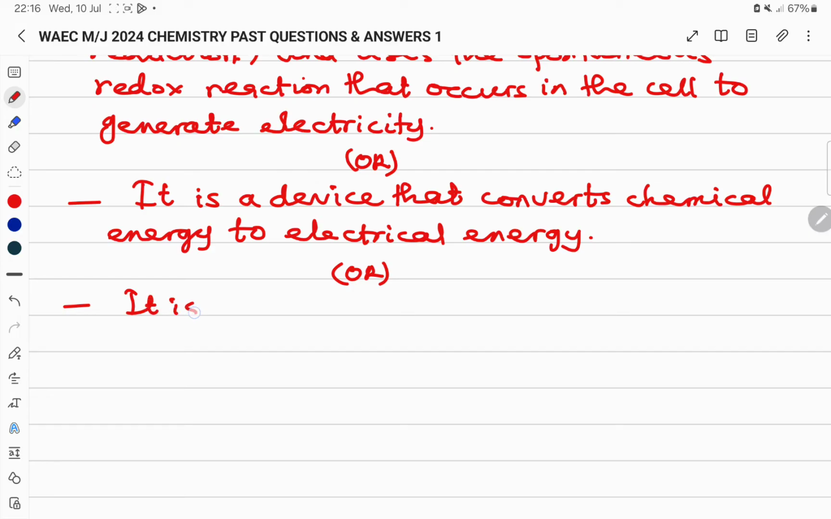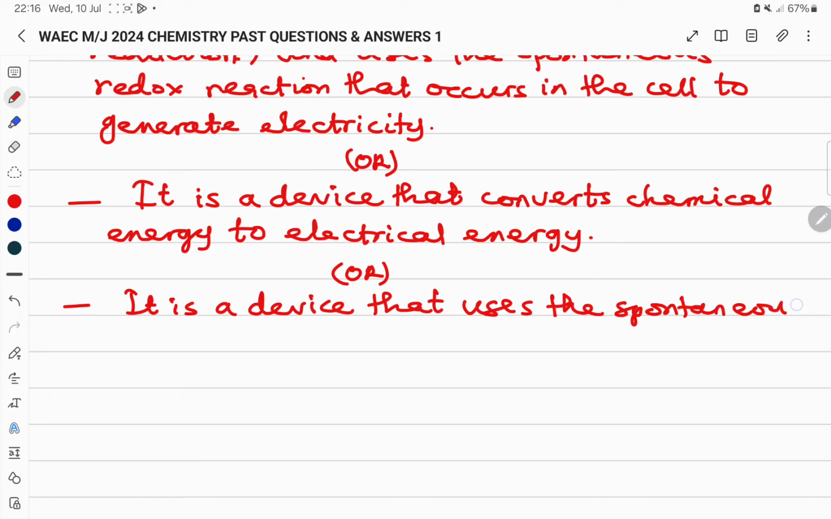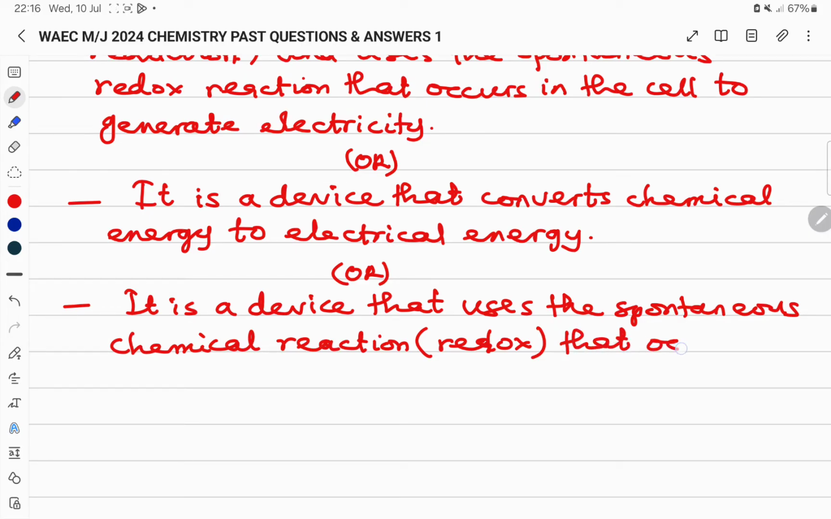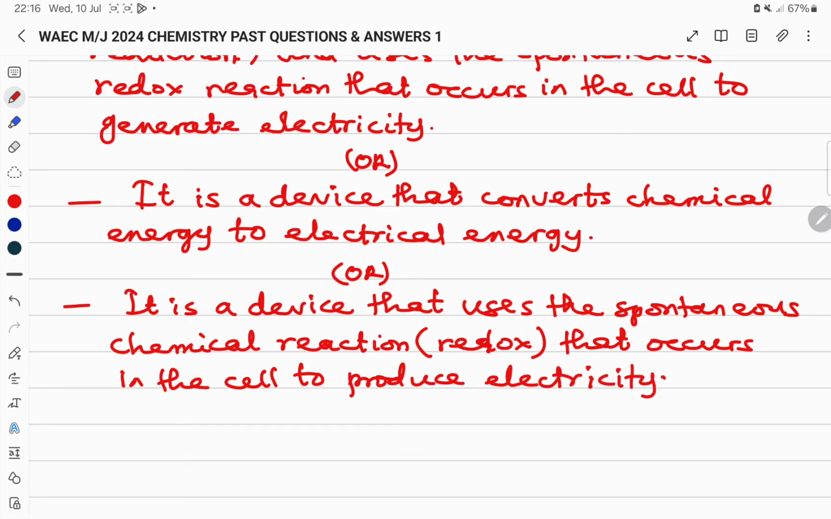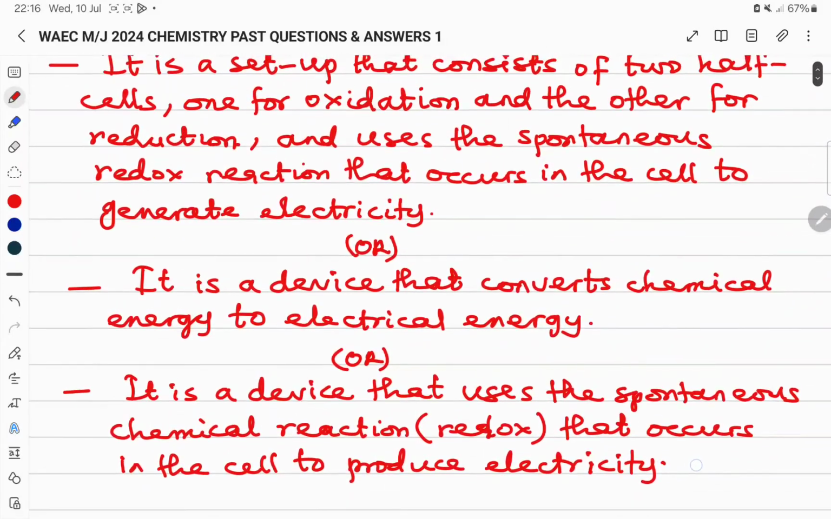It is also defined as a device that uses the spontaneous chemical reaction, which is redox reaction, that occurs in the cell to produce electricity. This is another definition of electrochemical cell.